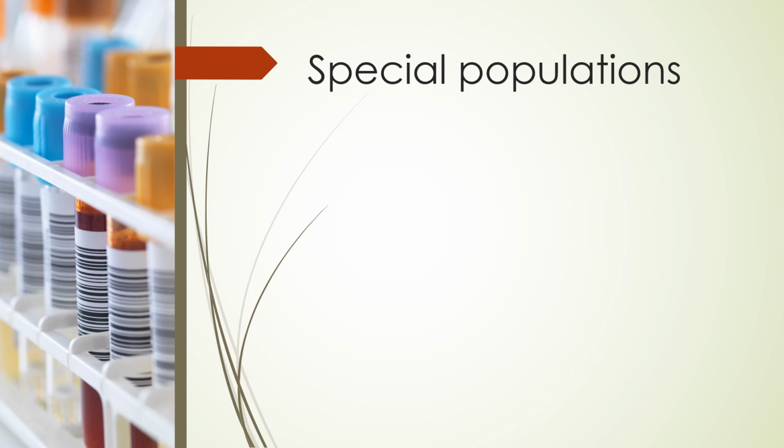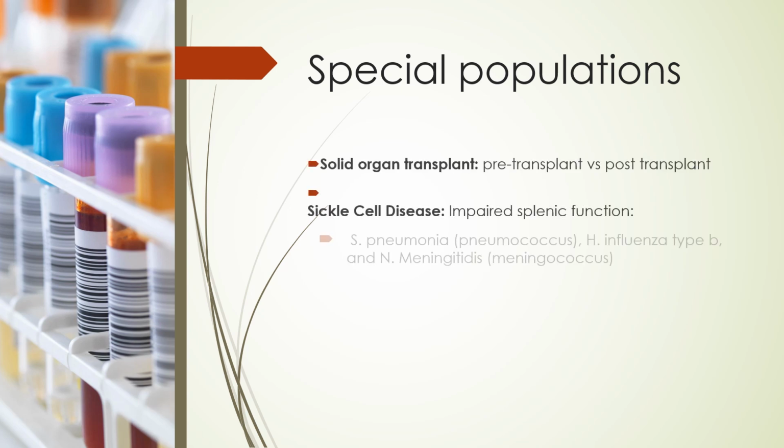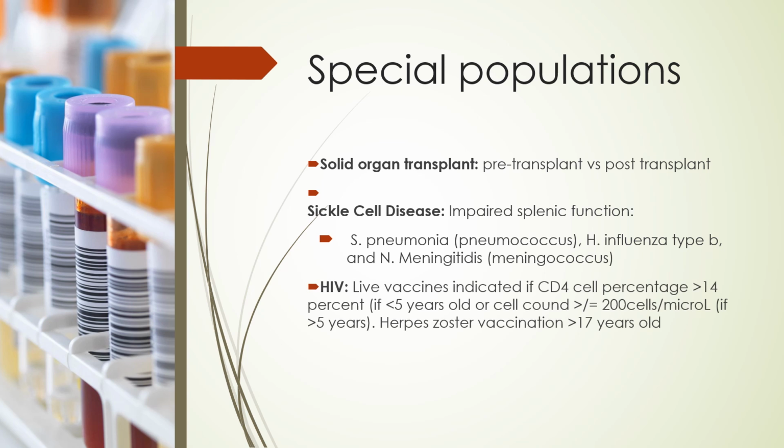There are some special populations that need to be addressed regarding vaccines, and that's people who have solid organ transplants, sickle cell disease, and HIV. For solid organ transplants, usually we want to vaccinate early before they get a transplant. After the transplant, we normally wait 3 to 12 months until proper immunosuppression is attained. Sometimes we give immunomodulatory therapy, such as anti-CD20 antibody, but we do give influenza about 1 month after the transplant is done.